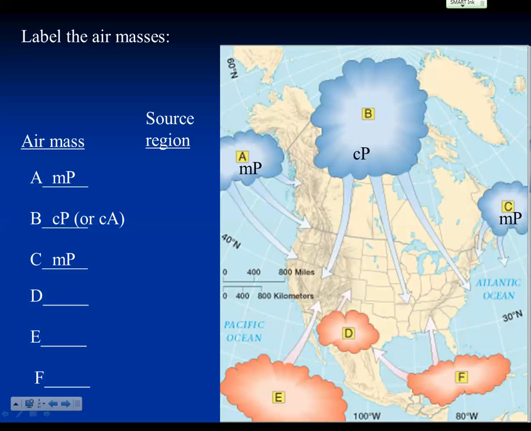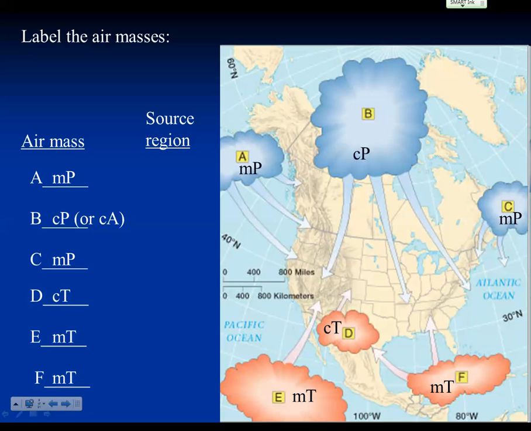D is over the southwest United States. Think Arizona, think New Mexico, West Texas, perhaps the Chihuahua Desert of northern Mexico. And that's continental tropical. It's over land, so it's dry air and it's warm. E, you probably already knew this, maritime tropical. It's over the oceans and it's warm down there off the coast of Mexico. F, maritime tropical, either the Gulf of Mexico or the Caribbean.